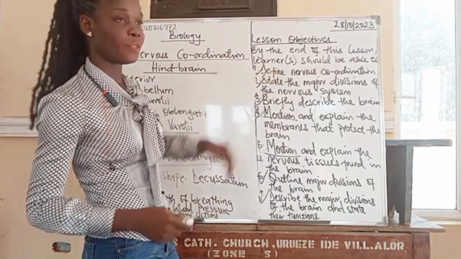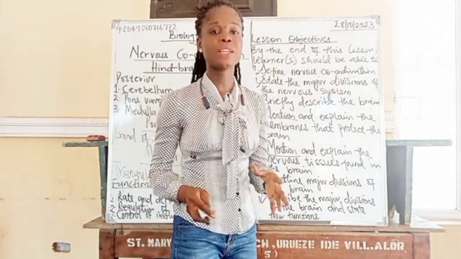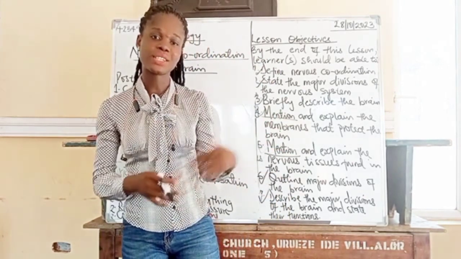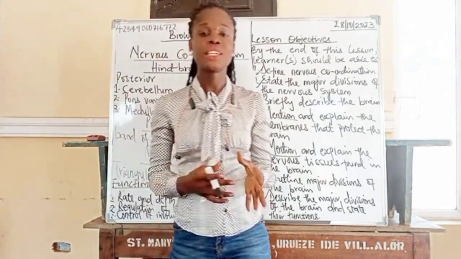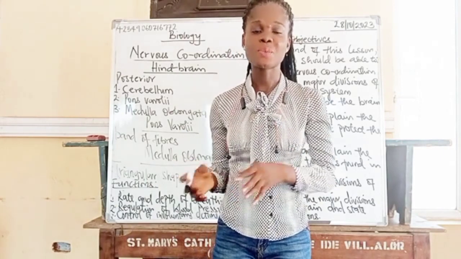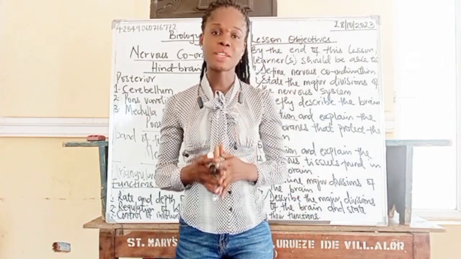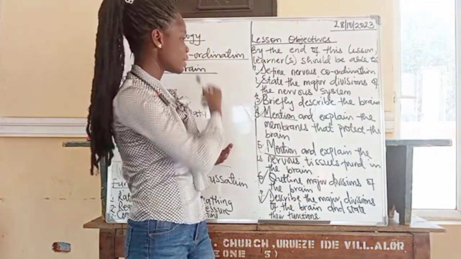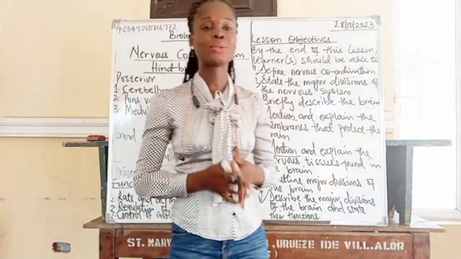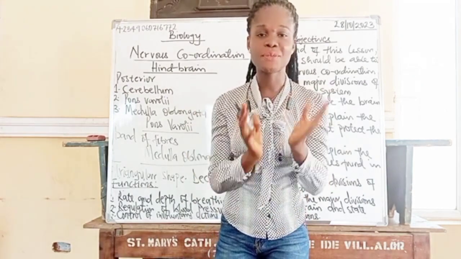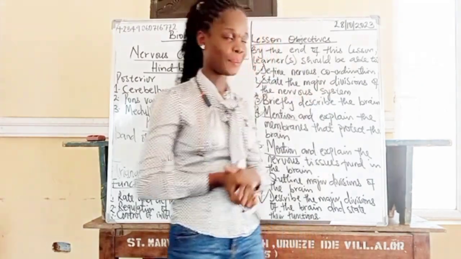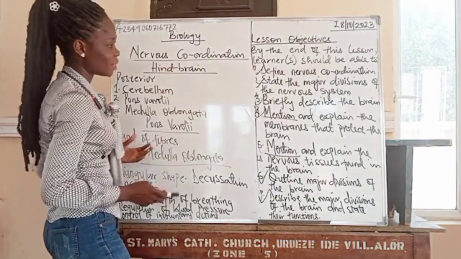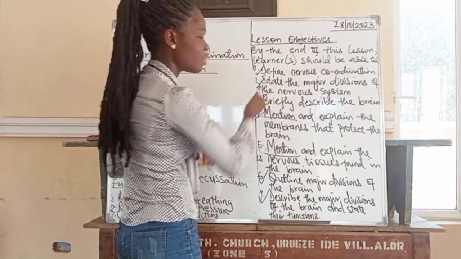We started with the definition of nervous coordination. But before we define nervous coordination, we defined coordination. And we say that coordination is the working together of various parts of the body to produce a particular response of a proper effectiveness. We went ahead to define nervous coordination as the control and regulation of various bodily functions by the nervous system.